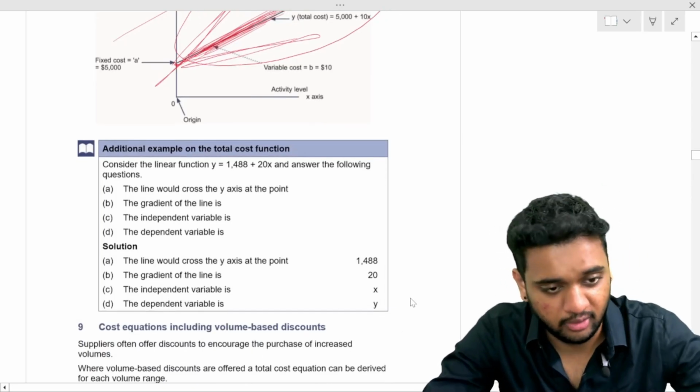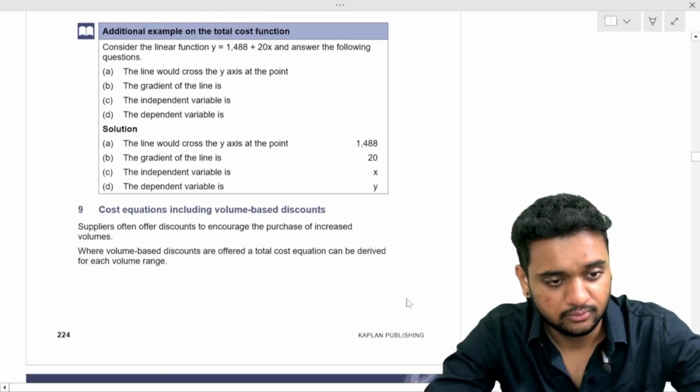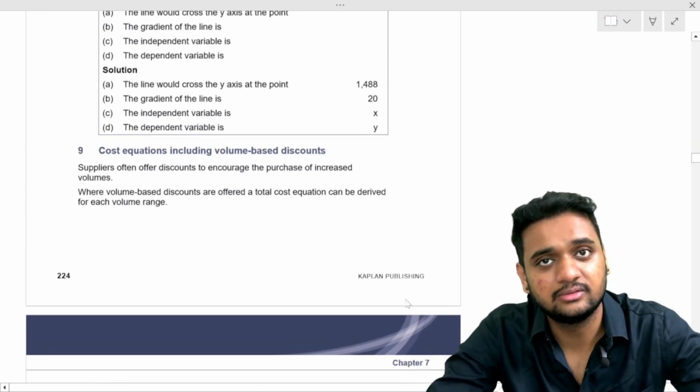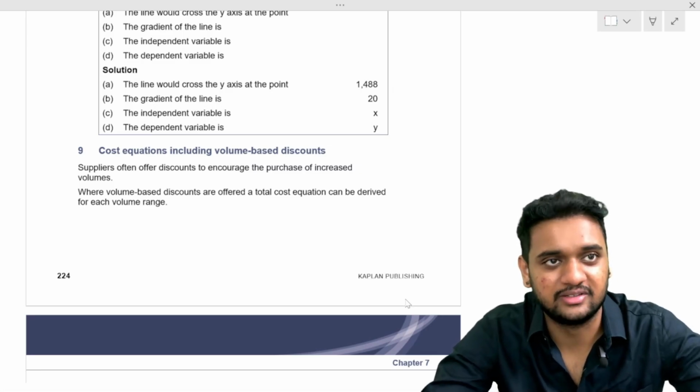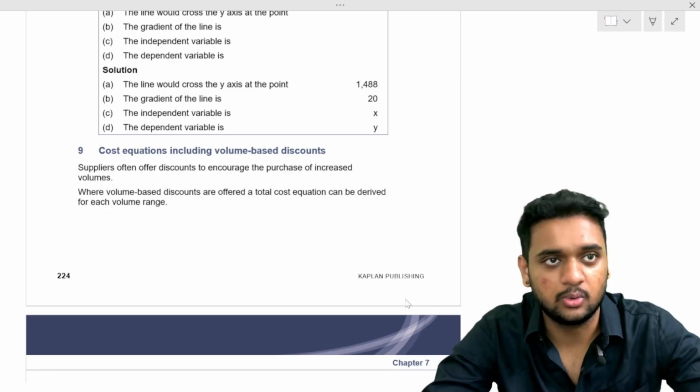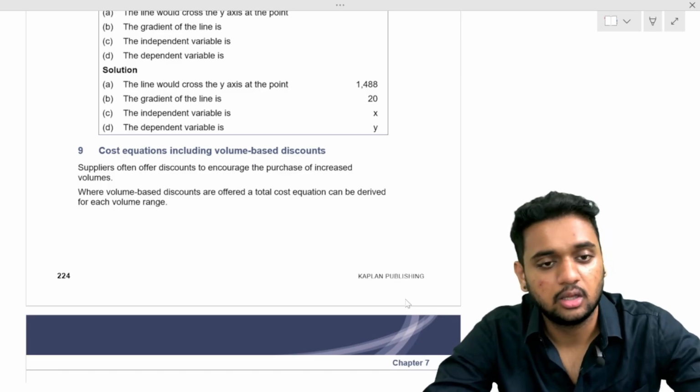So now the last MCQ, you have to be very, very careful. Yes or no? What is the cost equation? That's what we found out is the cost equation. What is the cost equation? Y is equal to A plus BX.